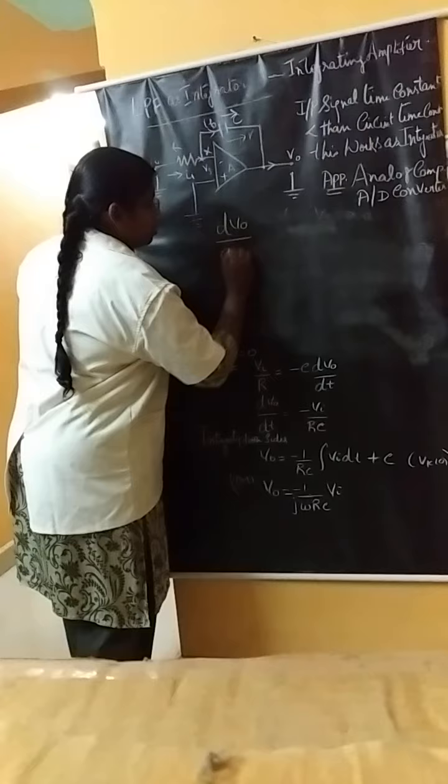In this circuit the input signal is given based upon the time constant. When the input signal time constant is lesser than the total circuit time constant, this circuit works as an integrator. Can you understand? When the input signal time constant is lesser than the total circuit time constant, this circuit works as an integrator.